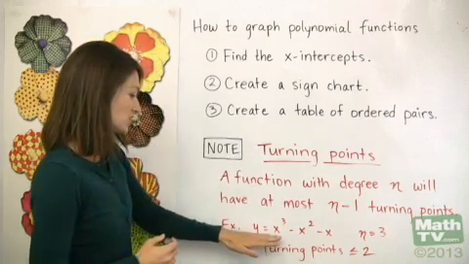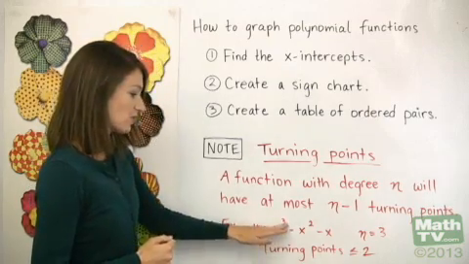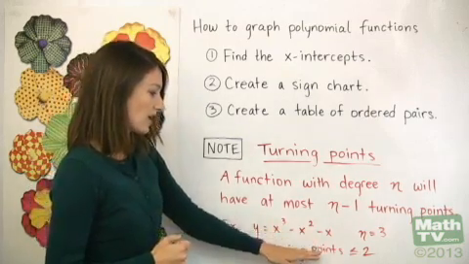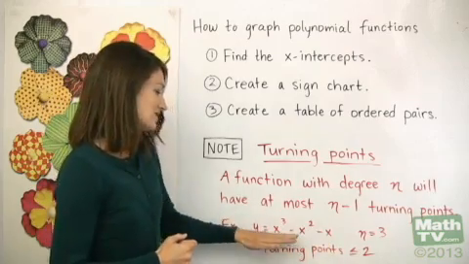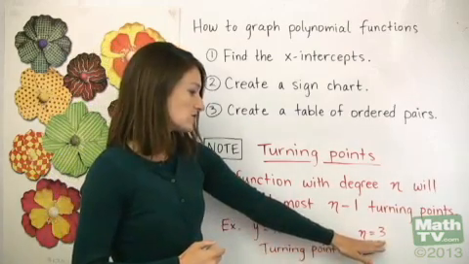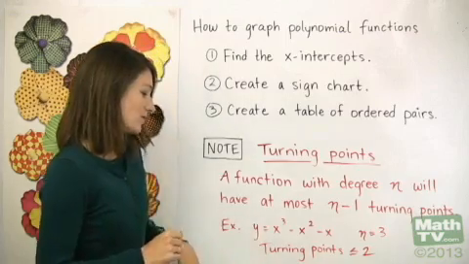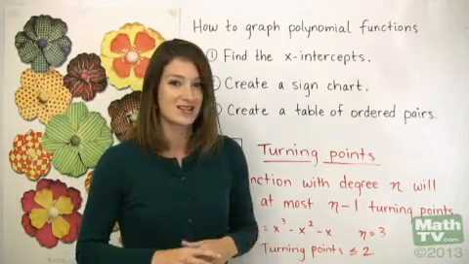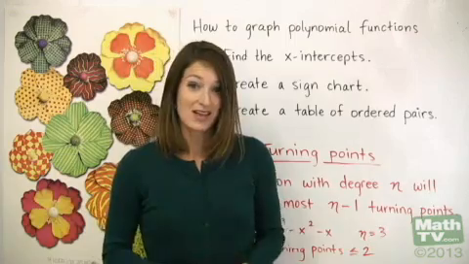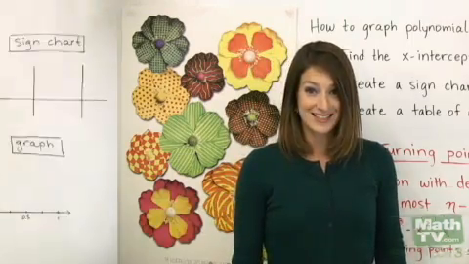Say, for instance, our function is y equals x to the third minus x squared minus x. This function has a degree of n equals 3. Therefore, our maximum number of turning points is 3 minus 1, which equals 2. So let's try a few examples.